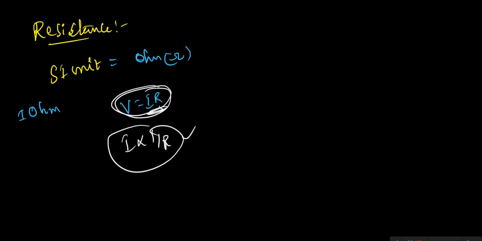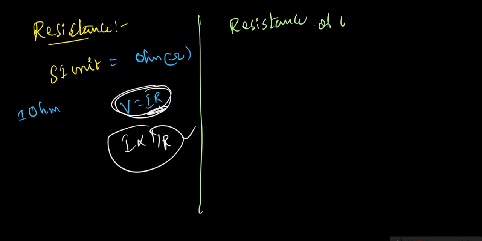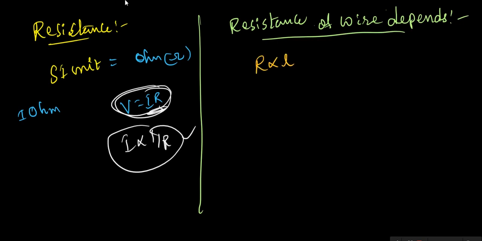Now, what does the resistance of a wire depend on? We will discuss it. The resistance of a wire depends on the length of the conductor: R is directly proportional to L. R is inversely proportional to the area of the conductor. It also depends on temperature, and the nature of the conductor is the fourth factor.